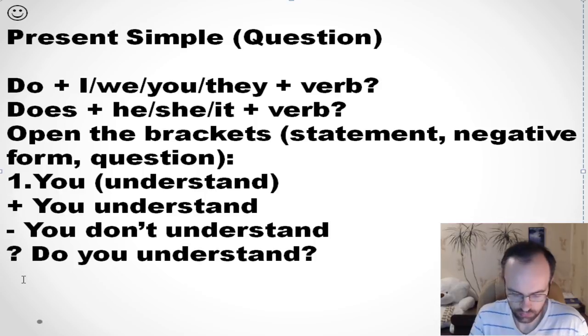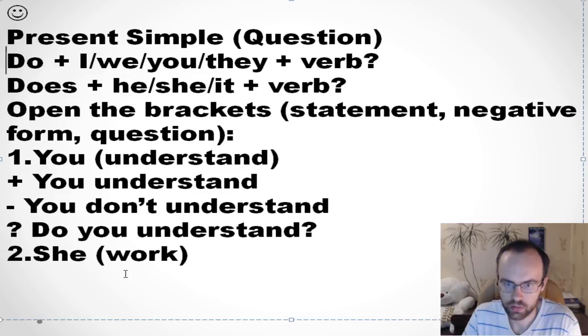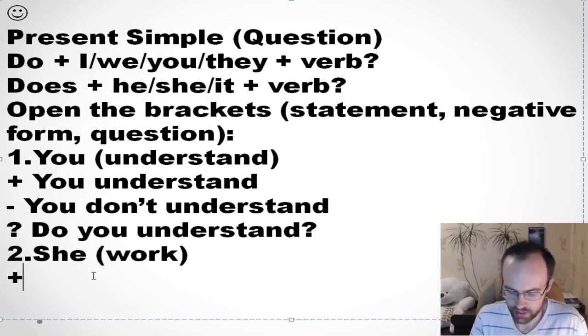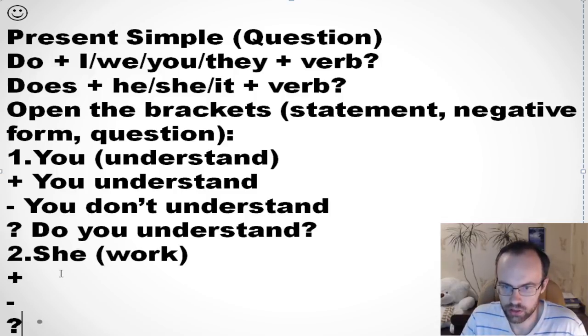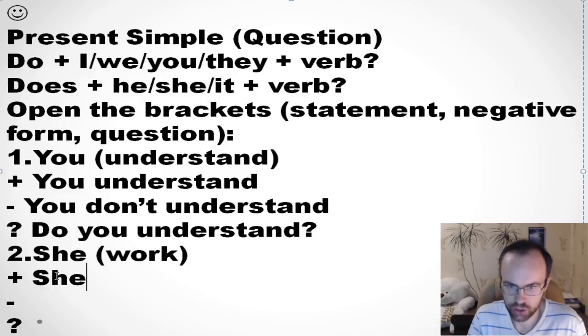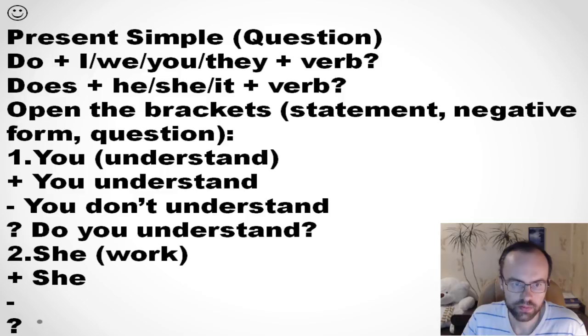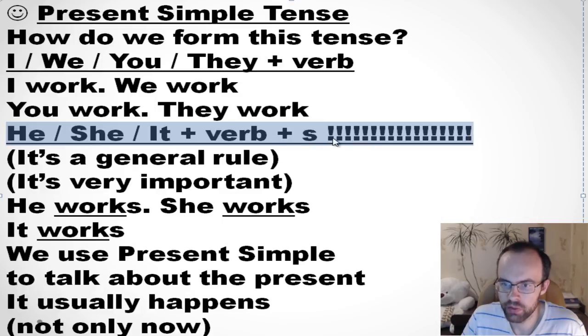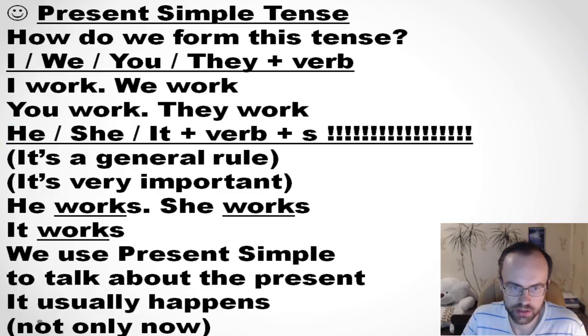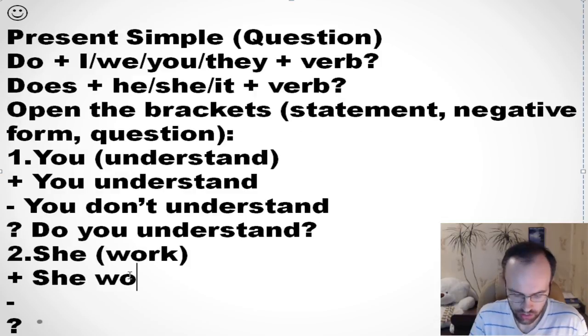Next. She. Open the brackets, okay? Statement, in a negative form, and ask a question. She, if we have he, she, it, S. Okay, I hope you remember it. Lesson one: he, she, it, plus verb, plus S. We need S. Okay? She works. Negative form. She.